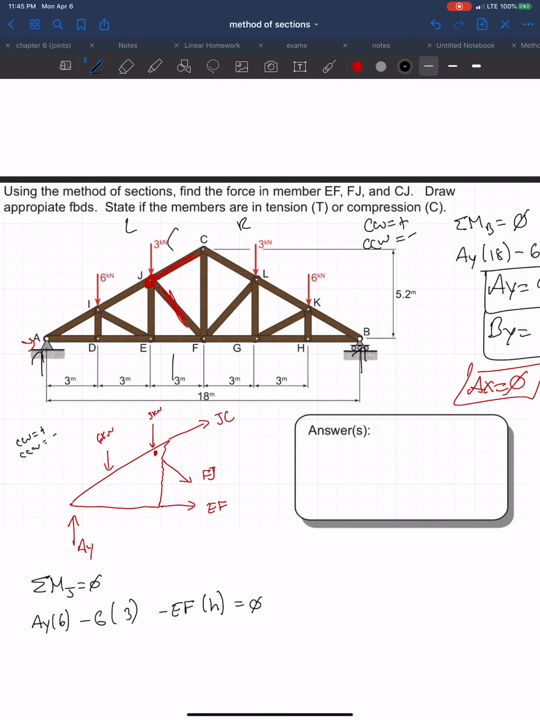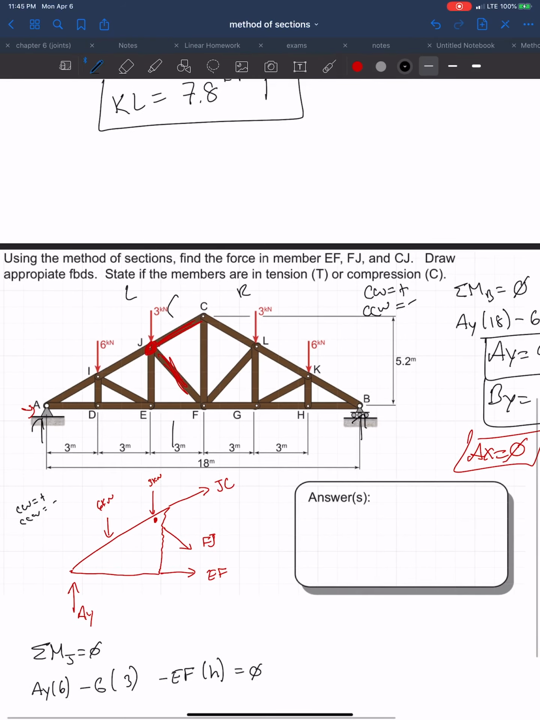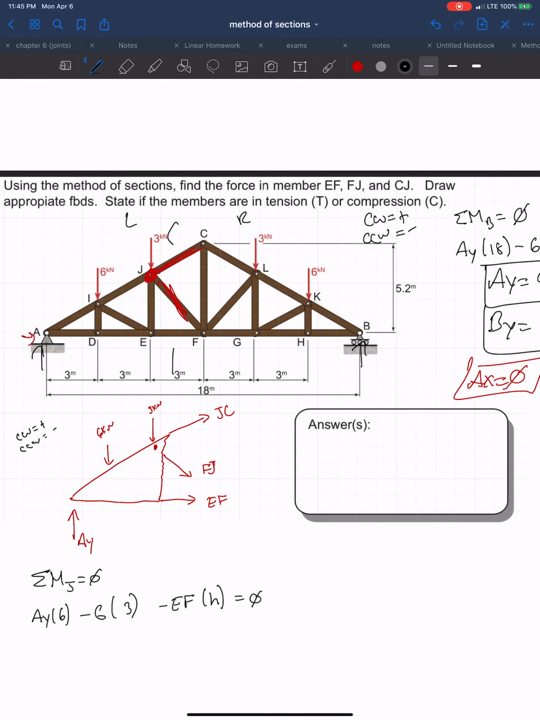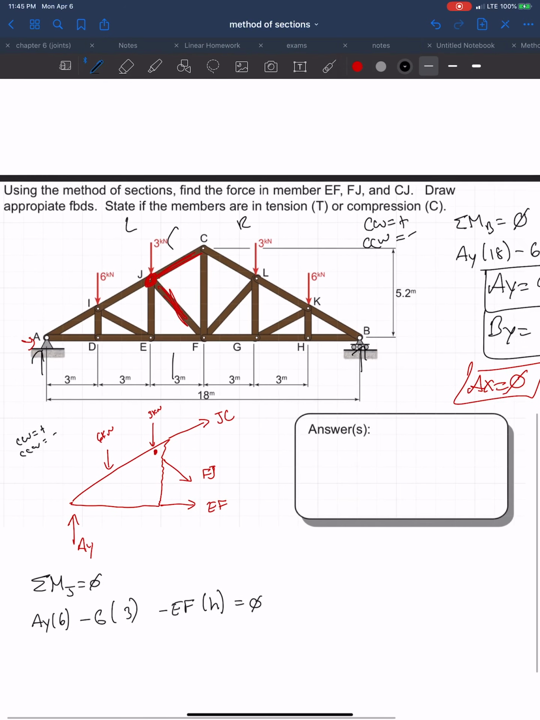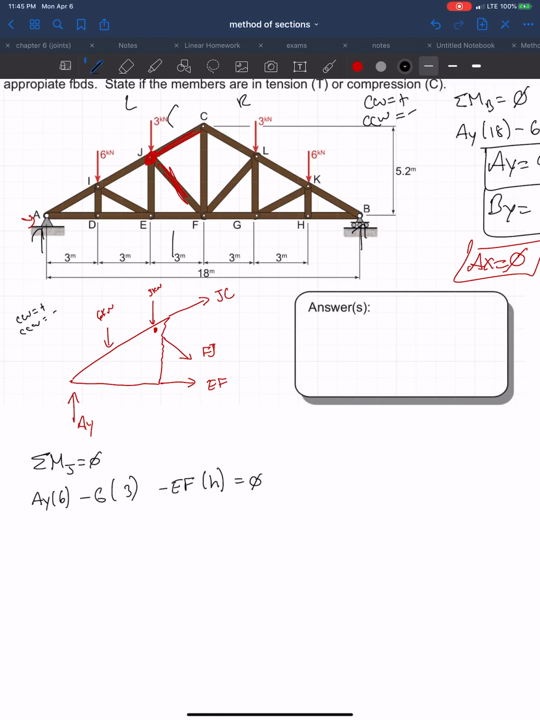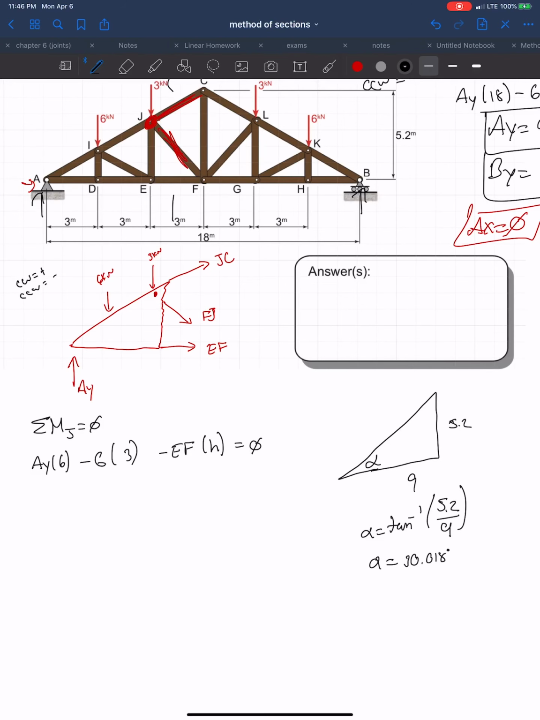Well, let me see. Well, what we can do is let me just go ahead and draw it out here. We have a very big triangle, right? We know that it's 5.2. This is 9. So we're going to go ahead and find that angle. So we're going to use tan inverse 5.2 over 9, right? And our angle should be 30.018, okay?